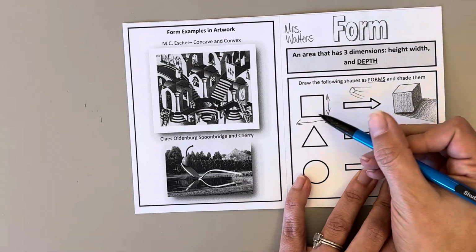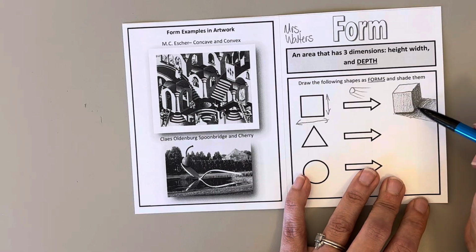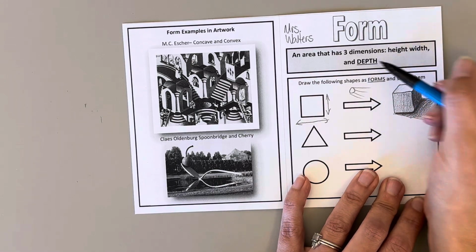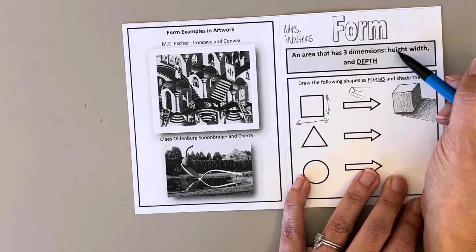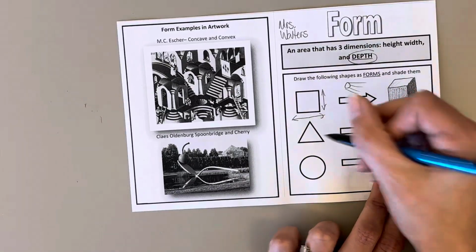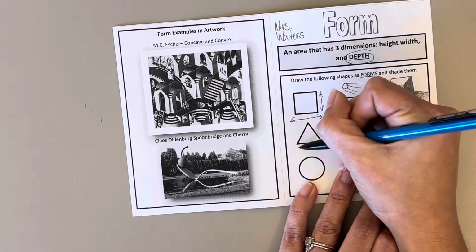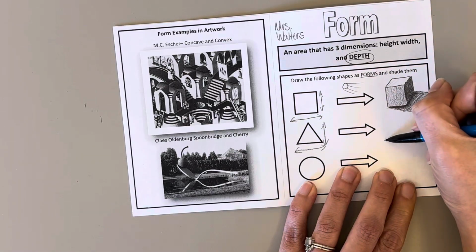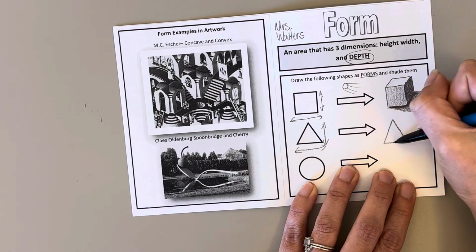All right. Now there is our cube. So we took it from being a square, which had height and width, and we made it into a cube because we added that third dimension of depth. That's what 3D means. We have the three dimensions: height, width, and depth. Now let's try adding depth to this triangle, which we've got height, right? We've got width, but we do not see it going back in space. So what we're going to do is make this into a pyramid type shape to turn it into a form.